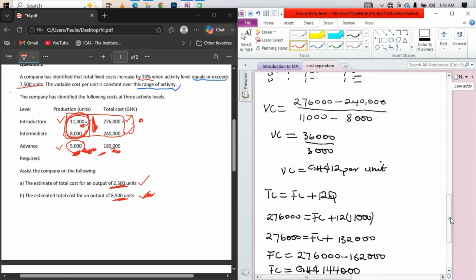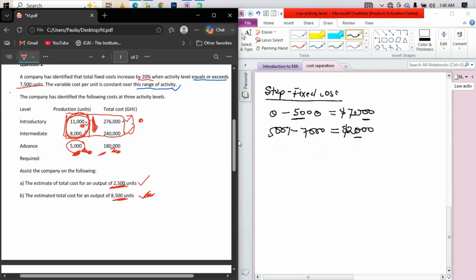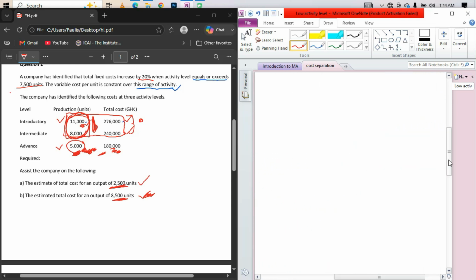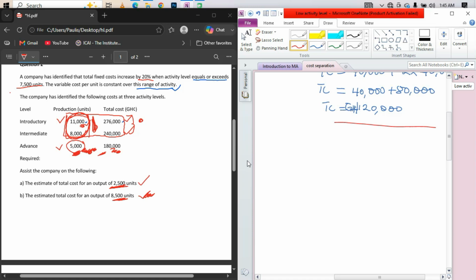So let's see how we can get the fixed cost that will be below the benchmark. Okay, so to get that to be below the average, let's make this assumption. Let's assume that when we are producing below the 7,500, we are producing at 100%. So what will be the fixed cost? This is the fixed cost that we don't know. And if we are producing above the 7,500, that means the fixed cost will increase by 20%.